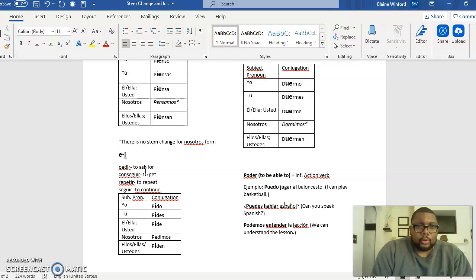And we'll start with the yo form. Yo pido, tú pides, él o ella pide, usted pide, nosotros pedimos, ellos, ellas, ustedes piden. And then vosotros is pedís. Okay, pedís. So that more or less sums up stem changes in the present tense.